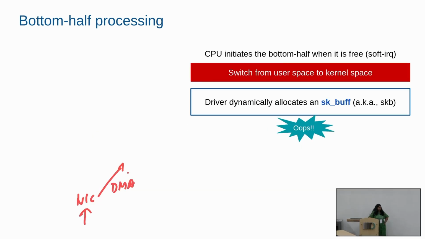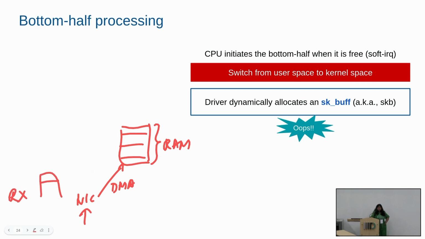DMA, where? Packet buffer. Where is this packet buffer? In the RAM. Next, in the RX queue of the NIC, you will add the address and the length, which will be pointing here. Done. After this, DMA's job is done. No CPU involved, nothing at all.